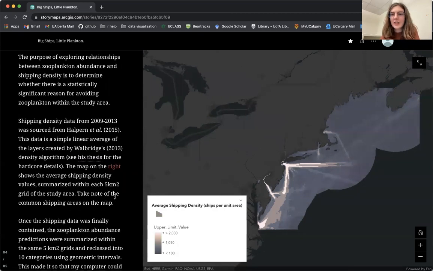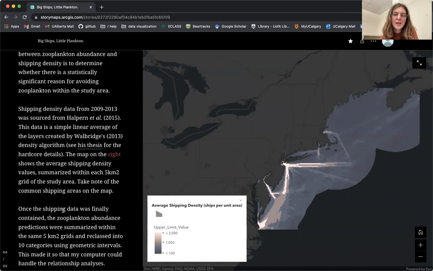My shipping density data was from 2009 to 2013, and it was sourced from Halpern et al. Their version of the data was a simple linear average of a bunch of layers that were created by a guy named Walbridge, who created a shipping density algorithm. The map on the right shows the average shipping density values, summarized as the average value within each of those 5 kilometer grid cells that I created. Just take note of the high shipping density areas of the study area. The southern region seems to have a lot more shipping than the northern region.